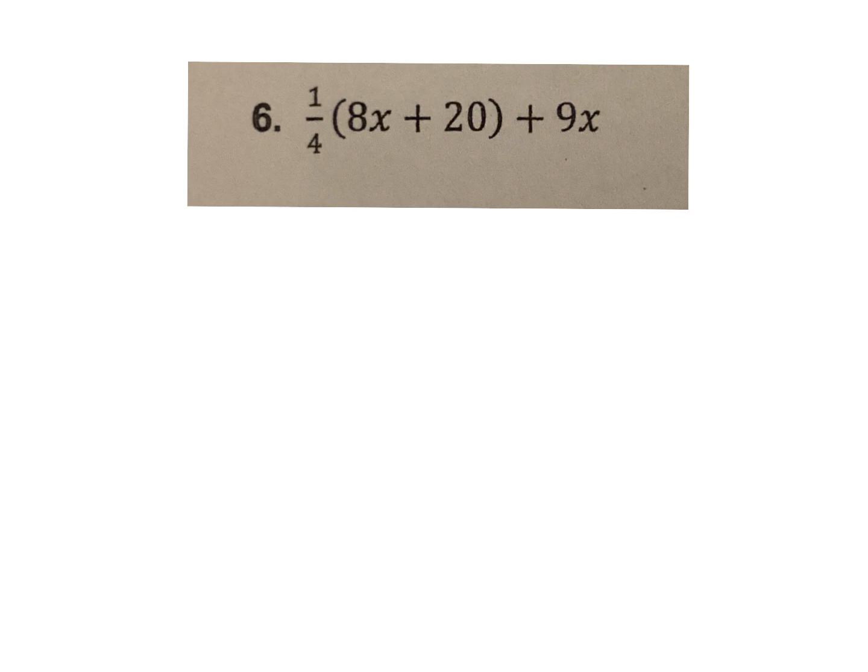Let's go to number 6. Now we have a little distributive property that we have to do. I see this is going to be times 8x, and it's going to be times plus 20. Okay, if I do 1/4 times 8x, that gets me 8/4, which is the same as 2x. And then 1/4 times 20 is a positive 5, because that'd be 20/4, and that is 5.